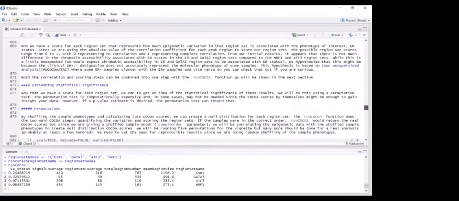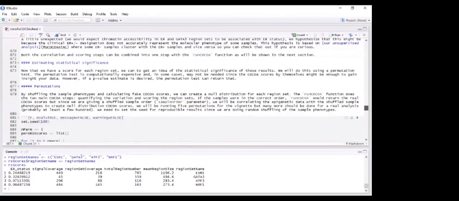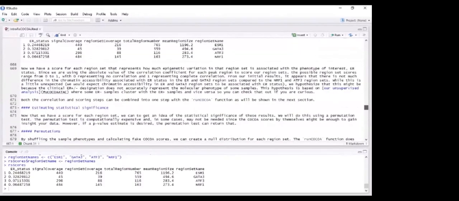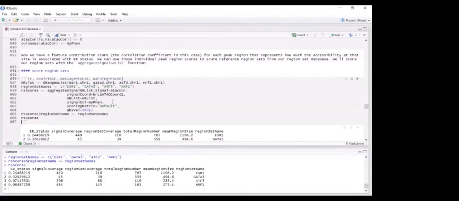And so I won't go through the permutations since it's essentially the same thing that we already saw. But basically, if you want to look at the various scoring methods that are available for region-based data, you can look in the documentation for the aggregateSignalGRList function. But basically here we're using the default, and that's going to see what type of data you have, whether it's single base resolution or region-based data.